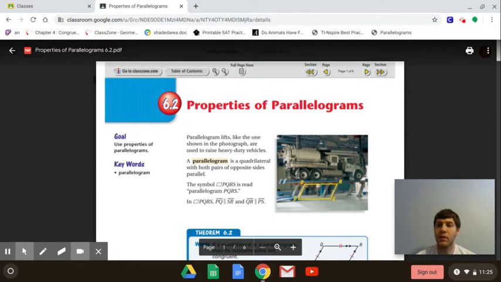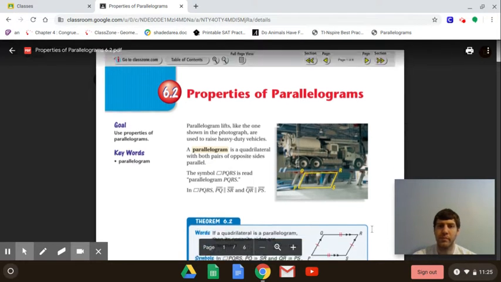We're going to start with parallelograms. So if we recall, quadrilaterals were polygons that had four sides. And then we had that cheat sheet with the 7 different types of special quadrilaterals. And the first was parallelograms. So today we're going to go through parallelograms.